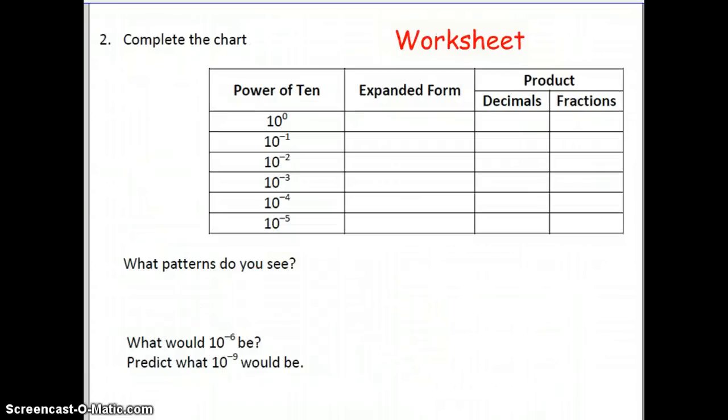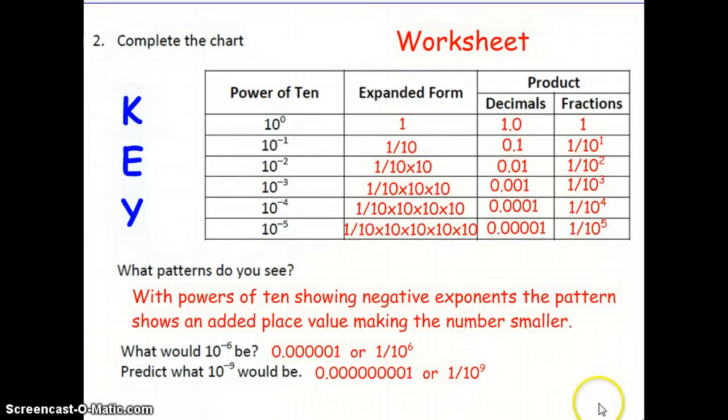All right, then at the bottom you worked with the negative exponents. This might have caused you a little more trouble. So look at my answer key here. You can pause the video and check your answers. What patterns do you see? Well, with powers of 10 showing negative exponents, the pattern shows an added place value, making the number smaller. So here we're not necessarily adding zeros, but we're moving the decimal.